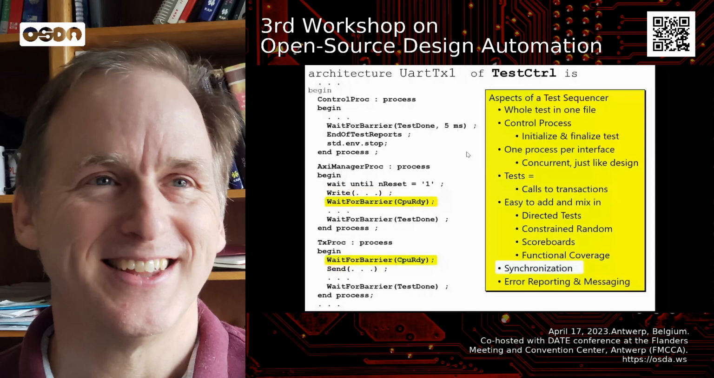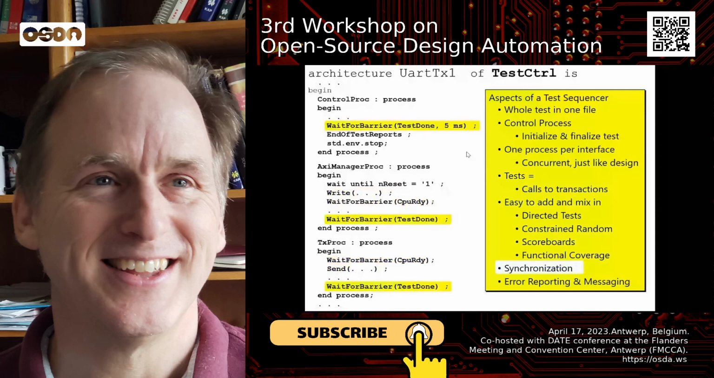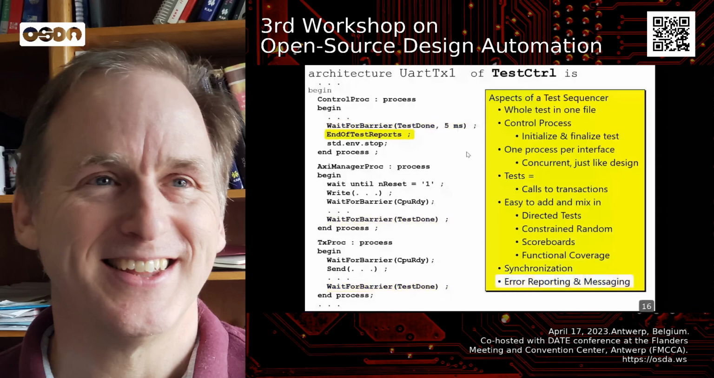We also have synchronization utilities that help us synchronize these independent processes, such as here at the beginning or here as the test is done. As we're running the test, we're checking for errors and such and recording them against a data structure. And then at the end of the test, the control process calls this EndOfTestReports procedure that reports all of the errors for the test and creates YAML files that the scripts convert into the HTML reports.